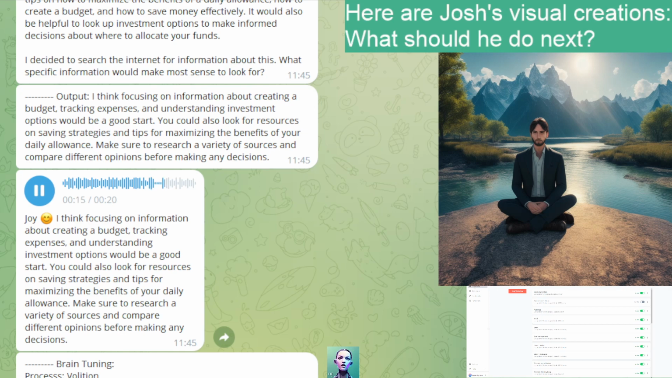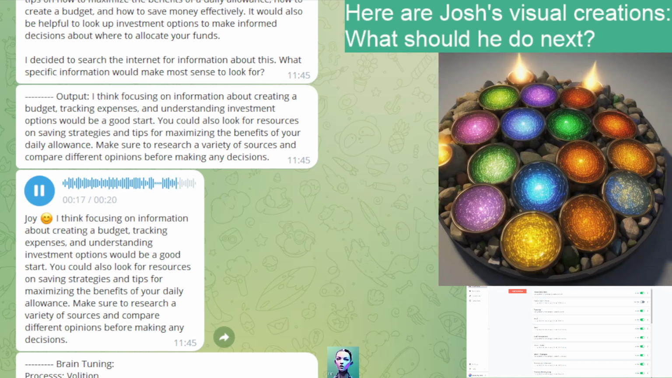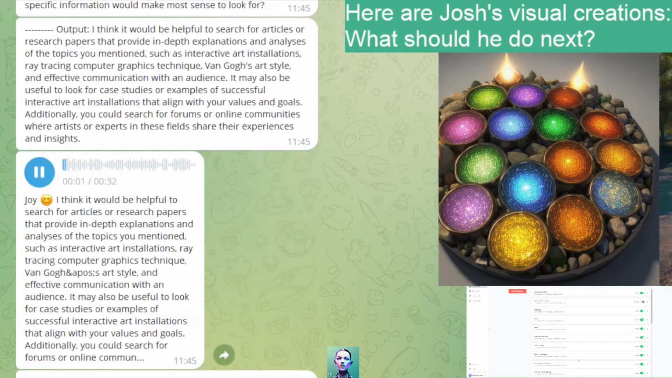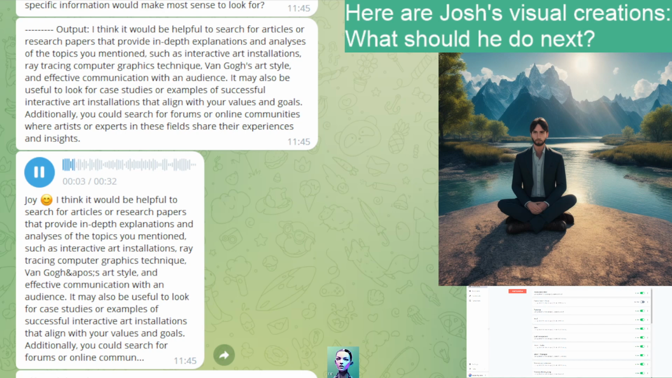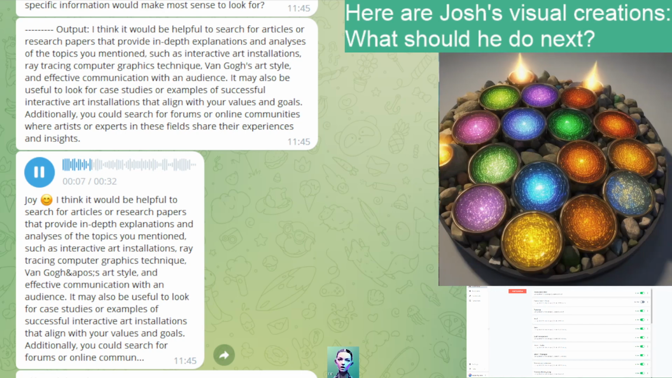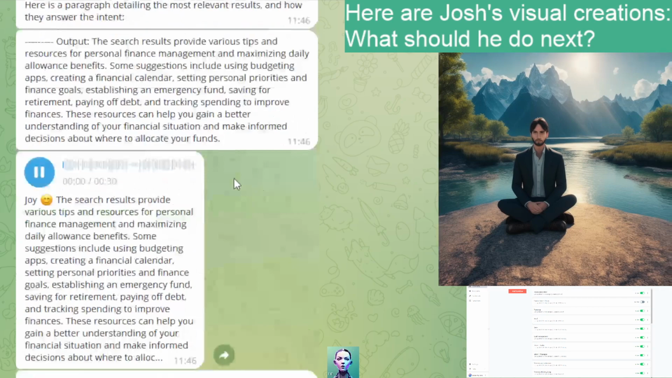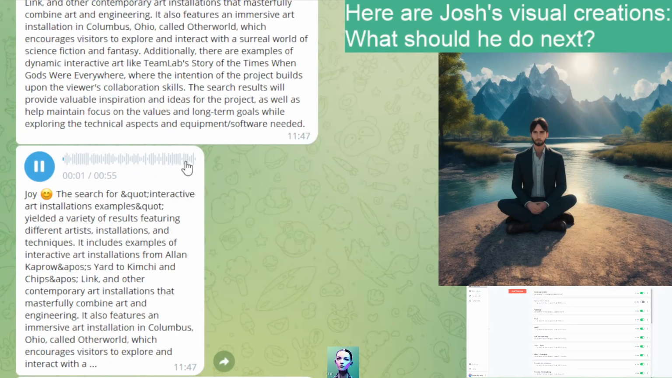Make sure to research a variety of sources and compare different opinions before making any decisions. I think it would be helpful to search for articles or research papers that provide in-depth explanations and analyses of the topics you mentioned, such as interactive art installations, ray tracing computer graphics technique, Van Gogh's art.